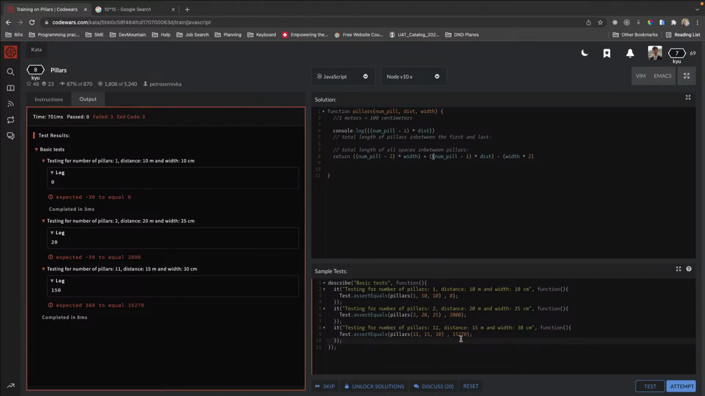And then the final one is, so let's just test this. This should be, I believe, 270 plus 150. Okay. Oh, you know what? These are in meters and we haven't converted it. So this needs to be multiplied.